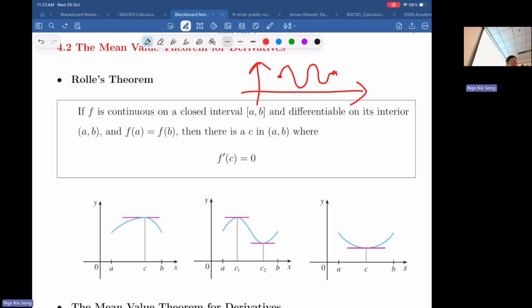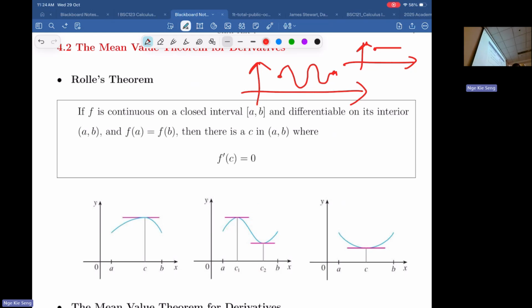Okay, if you say I don't want to turn, what could happen? You just don't move. Once you move, you must turn back. So the turning point is the maximum or the minimum point. This is the point that gives you the zero derivative. Make sense? Okay, the idea is very clear, huh?